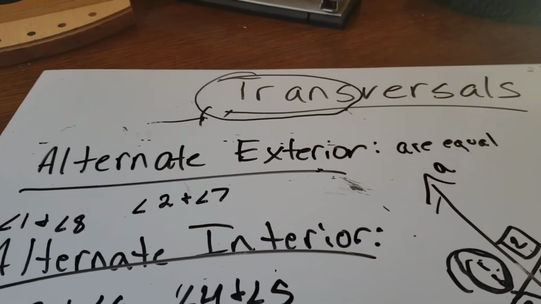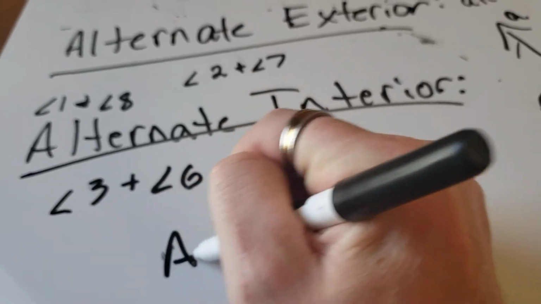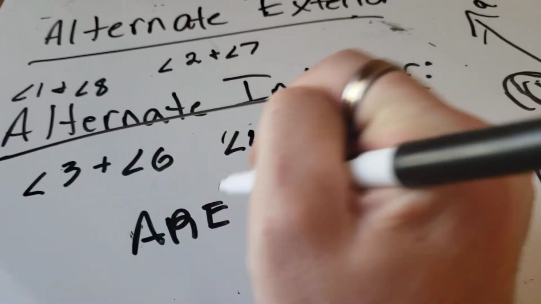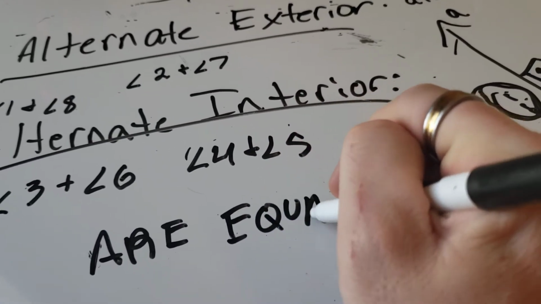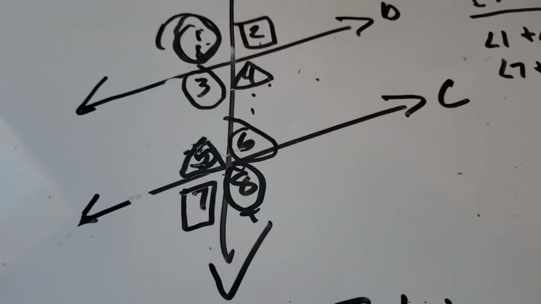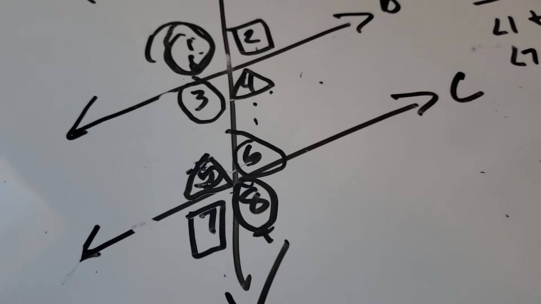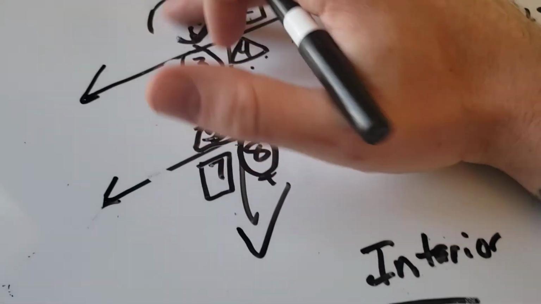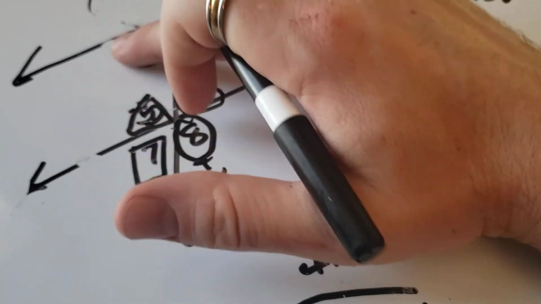Just like alternate exterior angles are equal, alternate interior angles are equal. So believe it or not, looking back at our figure, I could give you one of these angles and you could find every single other angle. So let me clean it up just a little bit before we move on.